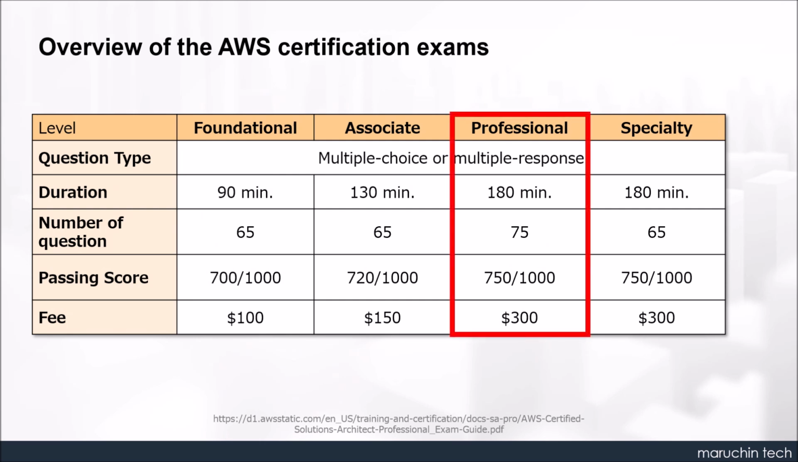At all levels, the exam consists of either multiple choice or multiple response questions, where you will choose the correct answer from options A, B, C, and D. The professional exam has a duration of 180 minutes and consists of 75 questions. The exam fee is $300. Since the professional exam is a lengthy 3-hour test, it's very challenging to keep concentration. Before taking the exam, I highly recommend that you practice by timing yourself and getting accustomed to a 3-hour exam session.